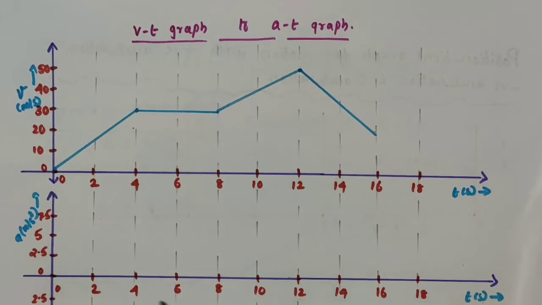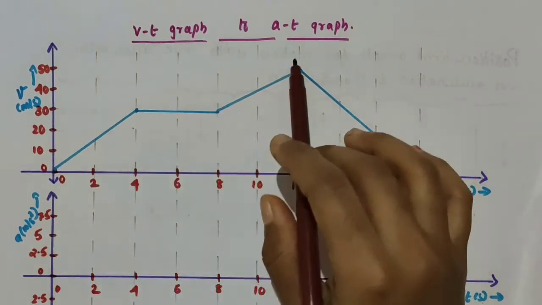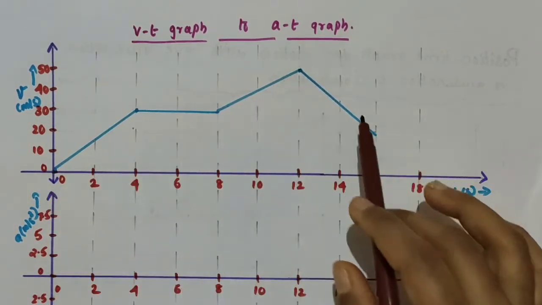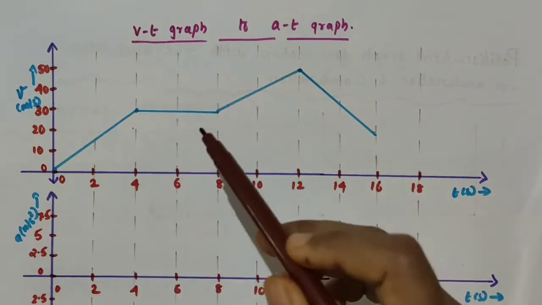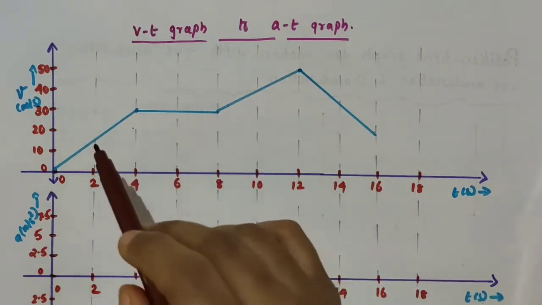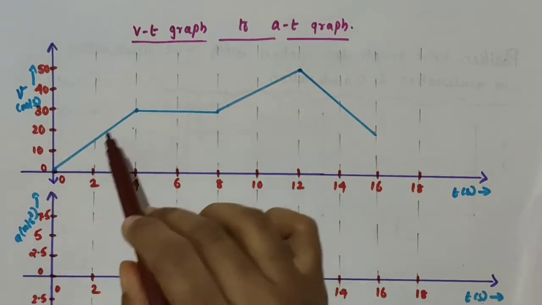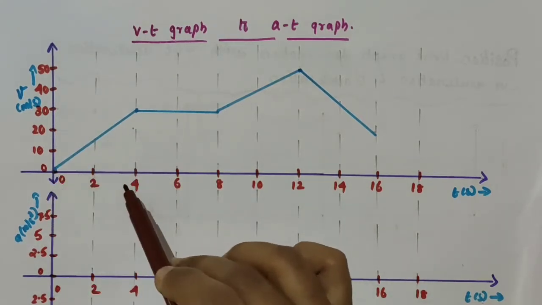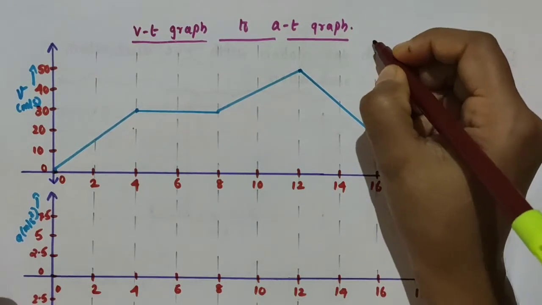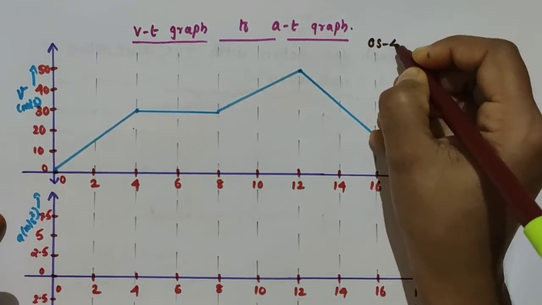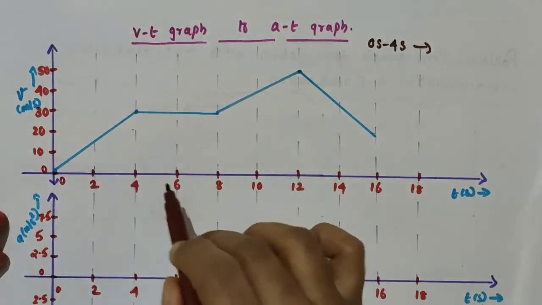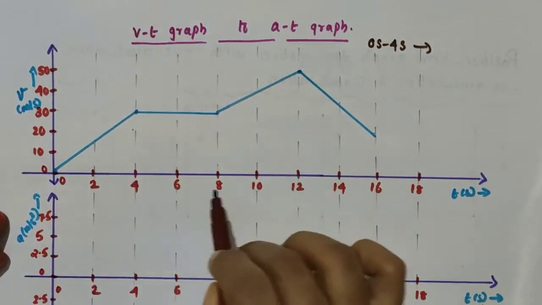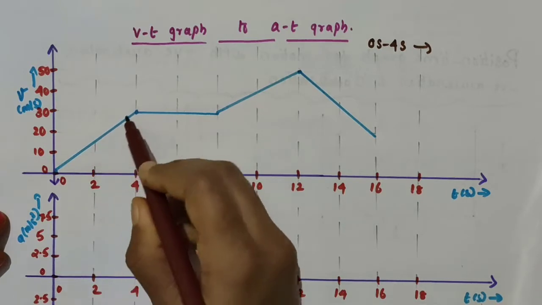So you see, here the velocity time graph is shown like this. How can we draw the acceleration time graph from this velocity time graph? First, consider the time interval 0 to 4 seconds. In this time interval, you can see the velocity time graph is a straight line which is inclined to the time axis. It is a straight line like this.